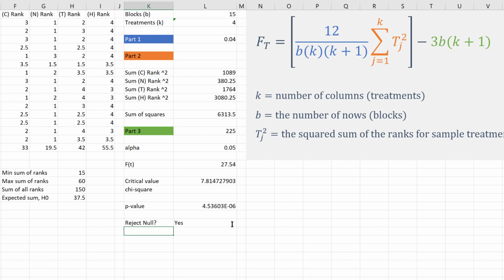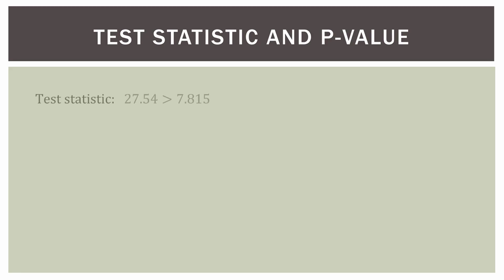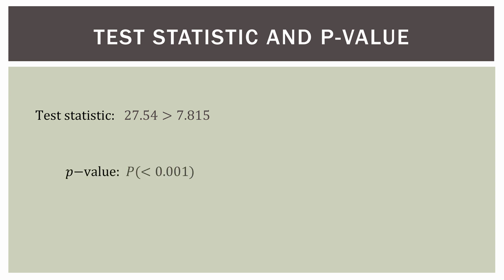So let's go back into the presentation and finish this video up. So here are our results. Our test statistic, or our Friedman statistic, was 27.54, which is obviously much greater than our critical chi-square value of 7.815. The p-value is less than 0.001, and therefore, of course, we would then reject the null hypothesis.